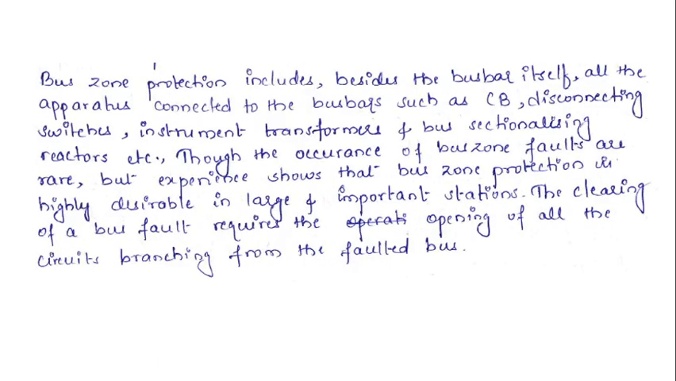Then we'll move on to a little bit of introduction to bus zone protection. This includes, besides the bus bar itself, all the apparatus connected to the bus bar, such as the circuit breaker, disconnecting switches, instrument transformers, bus sectionalizer, reactors, etc. Though bus zone faults are rare, experience shows that bus zone protection is highly desirable in large and important stations.